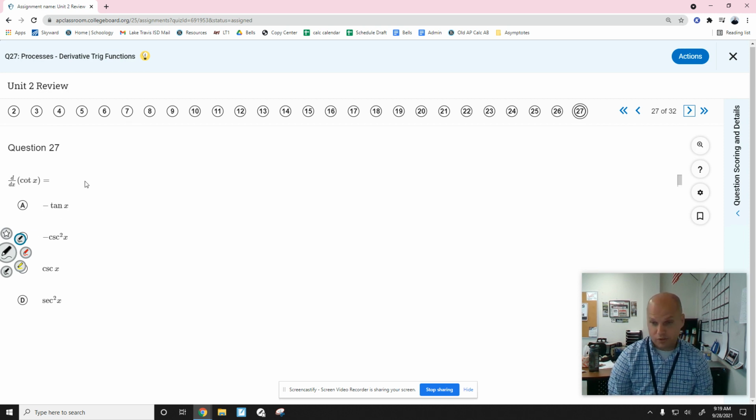Derivative of cotangent. Do you remember? I don't remember. What am I going to do? All right, well, maybe you remember. Maybe you rewrite. Cotangent's cosine over sine, right? Take the derivative. Derivative of the top times the bottom minus the derivative of the bottom times the top over the bottom squared.